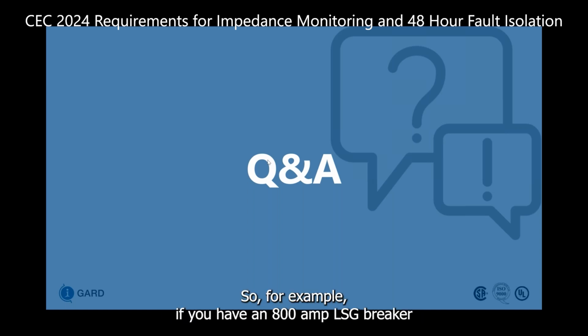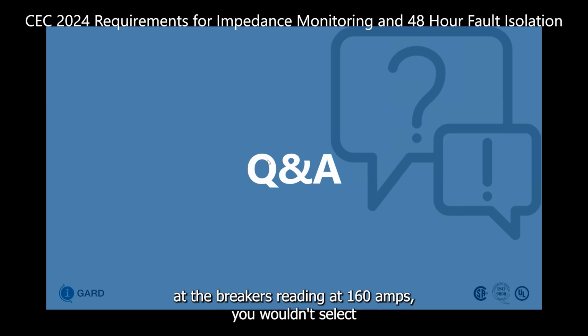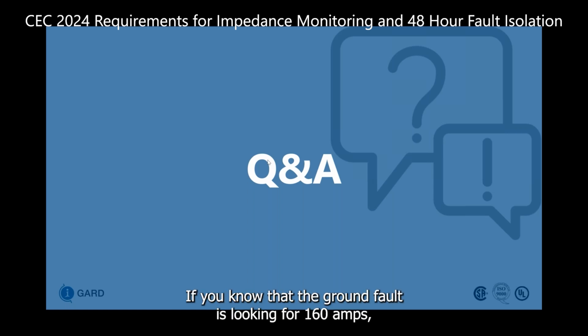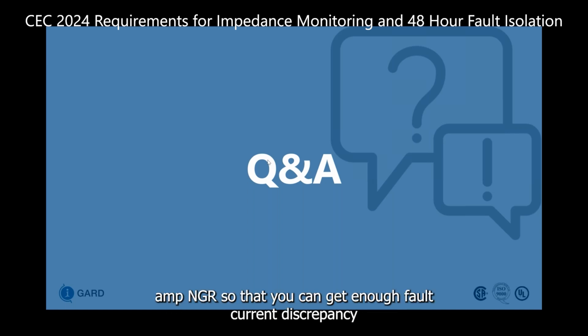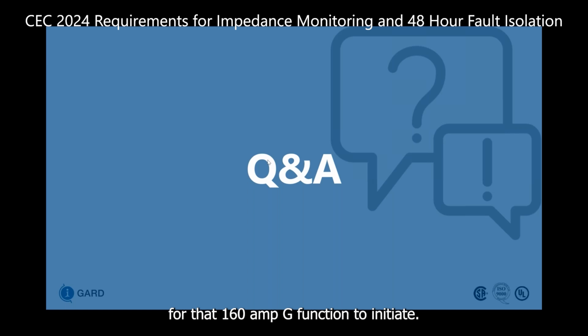So for example, if you have an 800 amp LSIG breaker and that G function is acting at 20% of the breaker's rating at 160 amps, you wouldn't select a 100 amp NGR if you know that the ground fault is looking for 160 amps. Otherwise, that G function would never activate. So in that case, you would spec out a 200 amp NGR so that you can get enough fault current discrepancy for that 160 amp G function to initiate. I hope that answers the question.